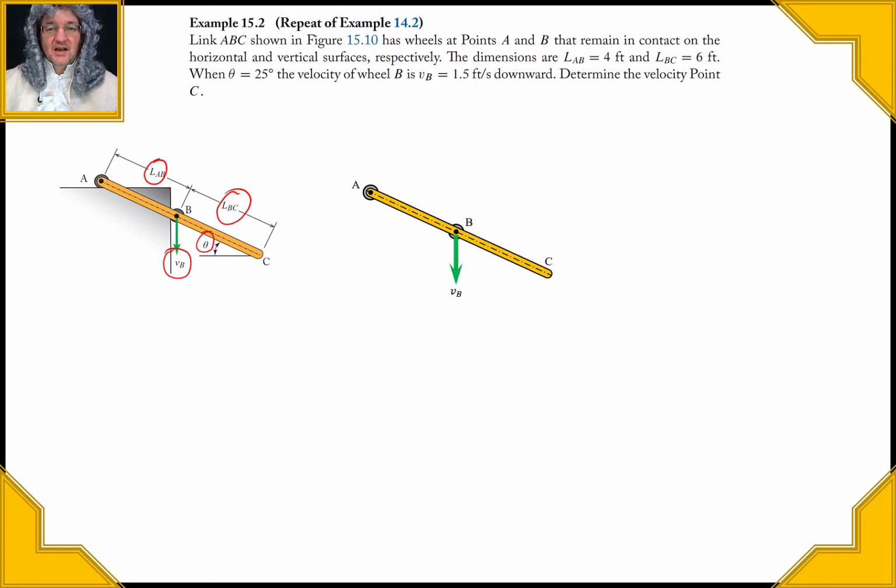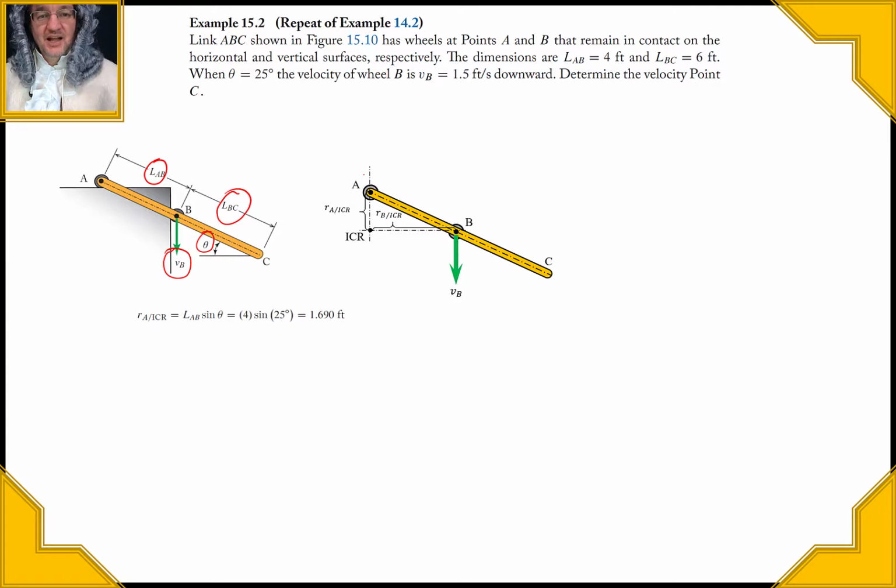So we set this thing up right there, and we can see we know the velocity at A is going to be in the horizontal direction, so its perpendicular point comes down to here. So this is a relatively easy instantaneous center of rotation problem, because from simple math we could find what those distances are. So the RA with respect to ICR is just 4 times the sine of 25, and RB with respect to ICR is just 4 times the cosine of 25, right?